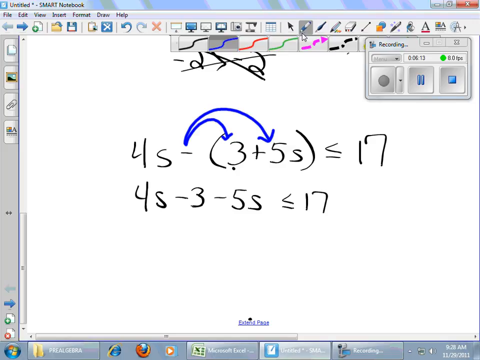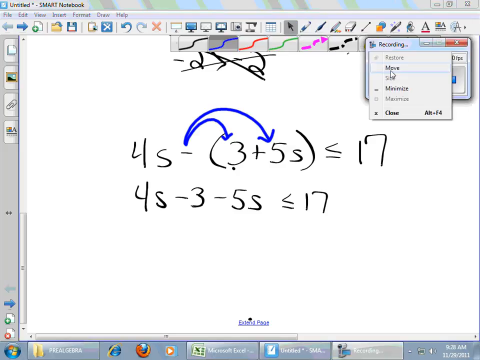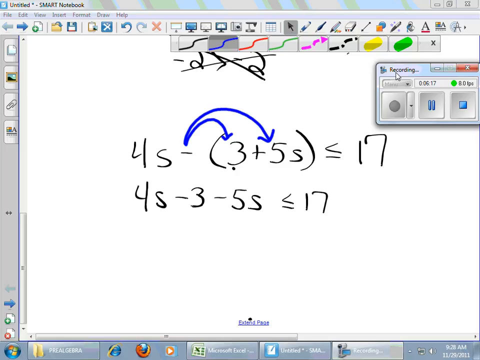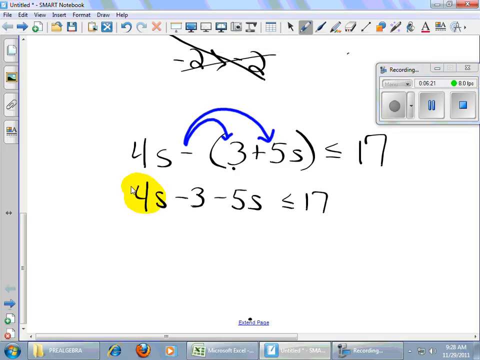Now, Caitlin Keckler could tell you that it's time to combine like terms. Notice I grab the sign on the 5s. It's a part of the number. When I combine my like terms, I only have s's that are like. I need to grab the sign. 4s minus 5s is negative s. The negative 3 didn't combine. He comes down, less than or equal to 17.